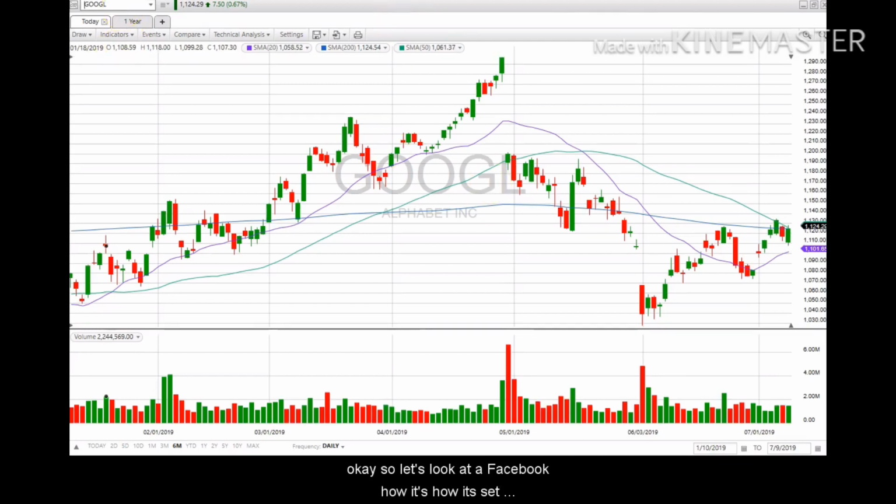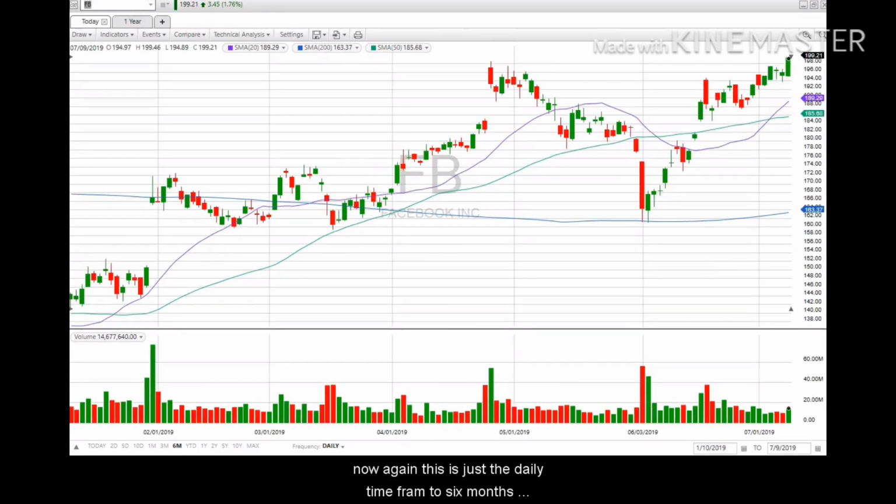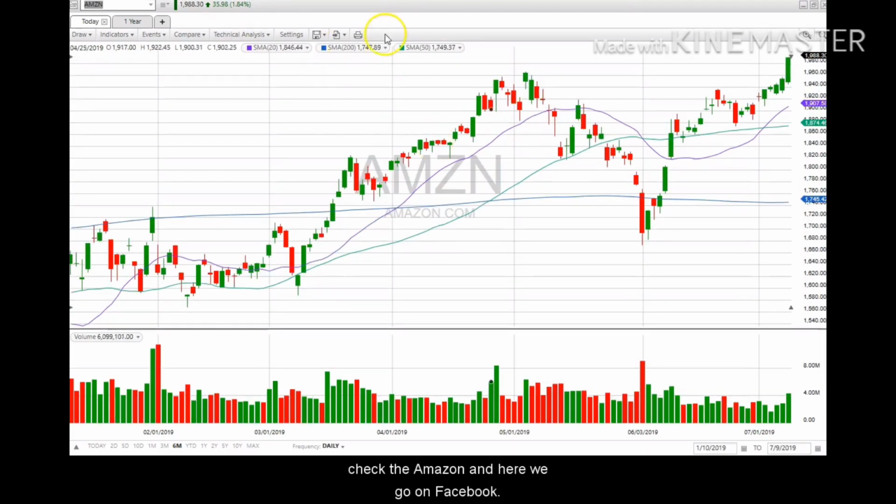Let's look at Facebook, and how its setup compares to Google. Switching to Facebook now, again this is just the daily time frame, 6 months, and the same simple technical analysis we had on Google earlier. I just switched the ticker, and as you can see, Facebook is trading above the 20, 50, and 200-day moving averages, which is way different than Google, right? Because in Google, if you remember, we are down here.